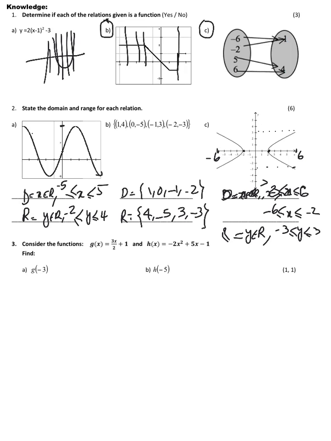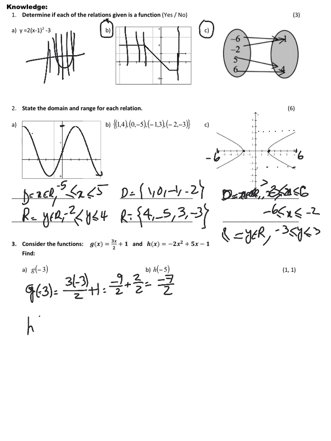The next question says, consider the function g of x equals 3x over 2 plus 1 and h of x is -2x squared plus 5x minus 1. Part A says find g of -3. g of -3 is just the value of the function g when x is substituted by -3. So we're going to say g of -3 is equal to 3 times -3 divided by 2 plus 1, which is -9 over 2 plus 1, which can be written as 2 over 2. So this is -7 over 2.